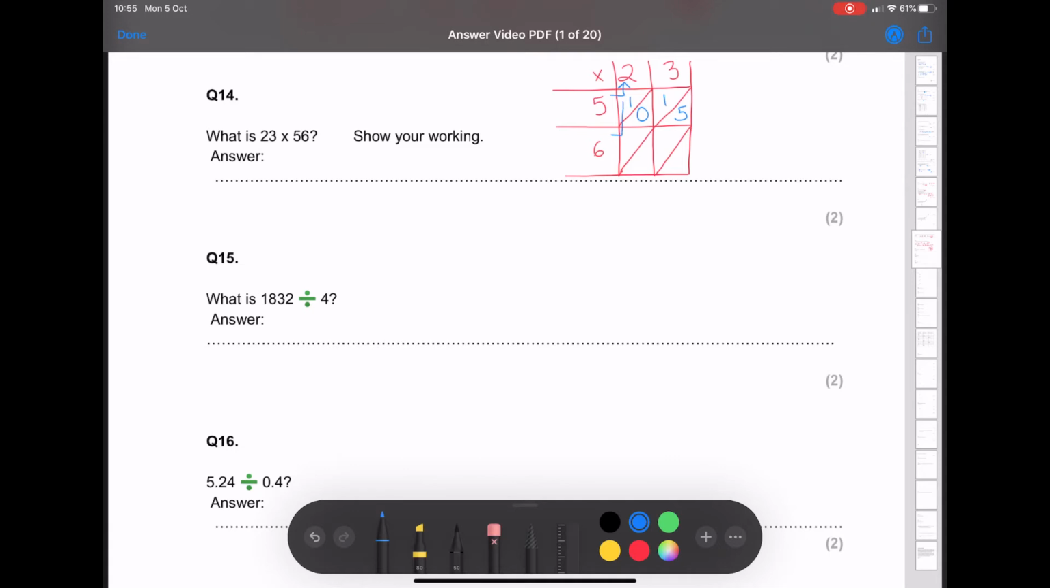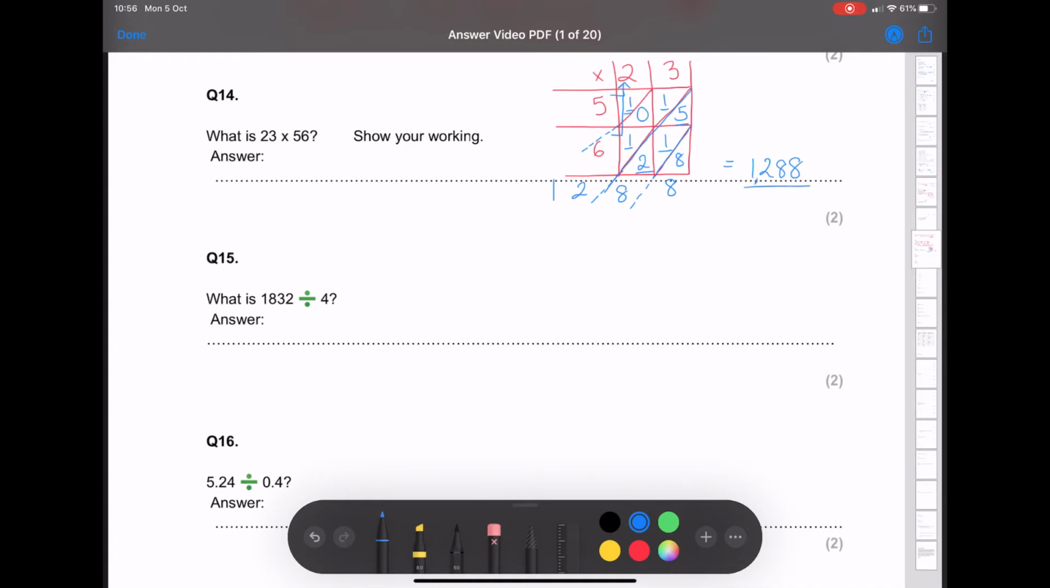And then we'll go 6 times 2 is 12. And 6 times 3 is 18. And then what we need to do is just extend our lines down here so that we can add up. So underneath this diagonal we have 8. Underneath this diagonal 5, 6, 7, 8 as well. 1, 2, and then in this top one, 1. So your answer is 1,288.